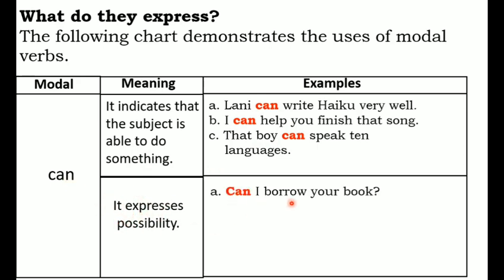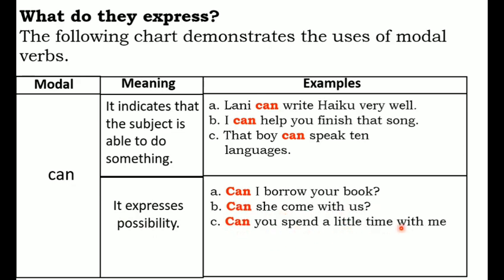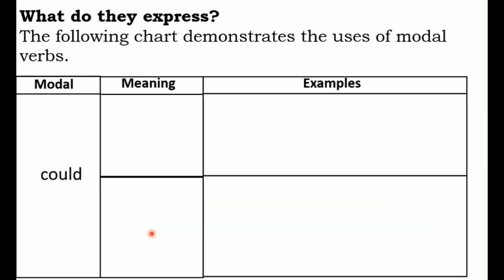Example, can I borrow your book? Can she come with us? Can you spend all time with me? All these sentences show possibility.